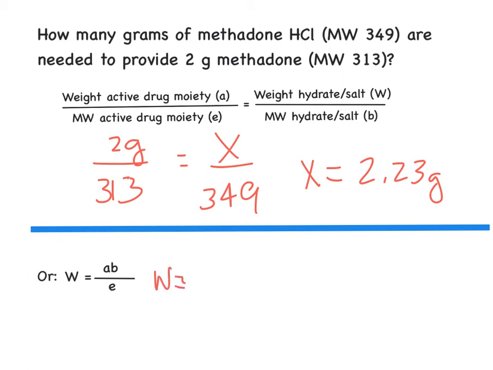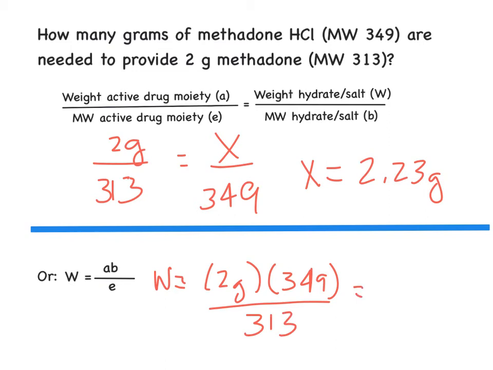We could also set that up using the equation in the bottom panel. So here our W would be equal to the weight of our active drug moiety, so 2 grams times the molecular weight of the salt, which was 349, divided by the weight of the active drug, which is 313, and so we come up with that same 2.23 grams. So either approach works, you just have to use what works best for you.